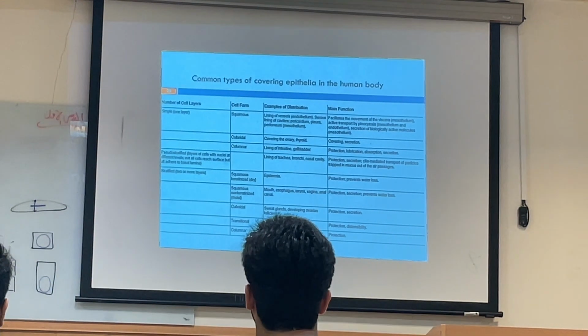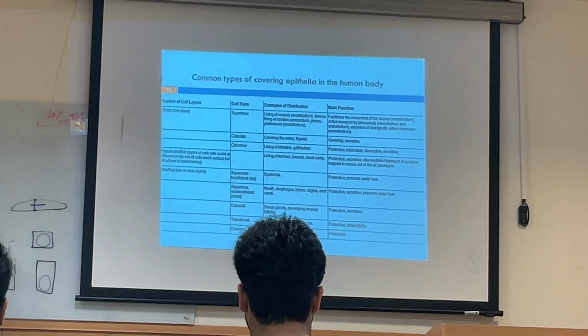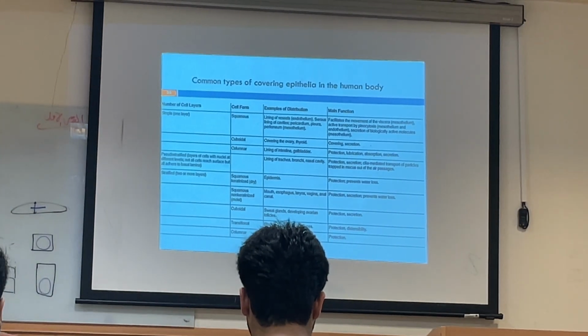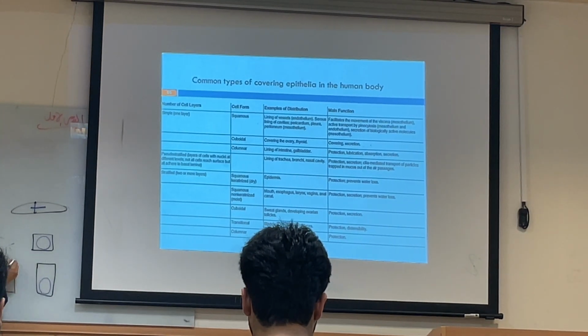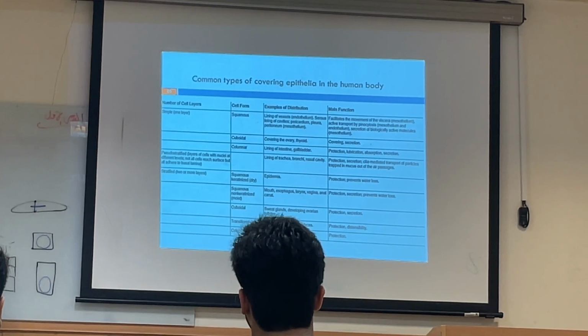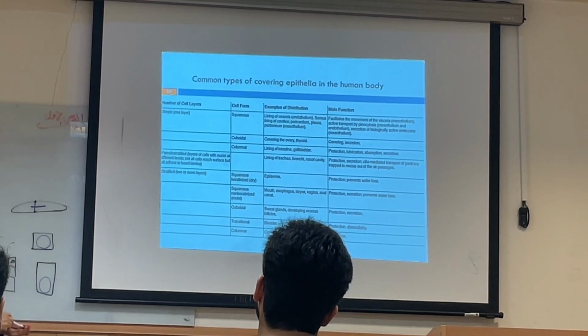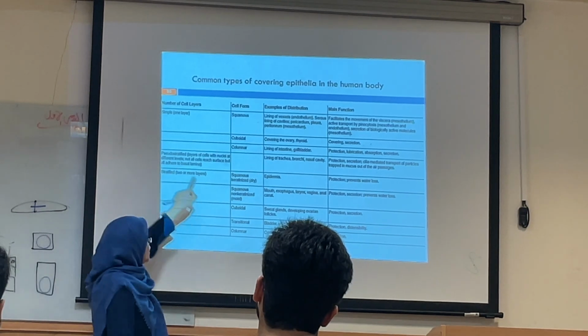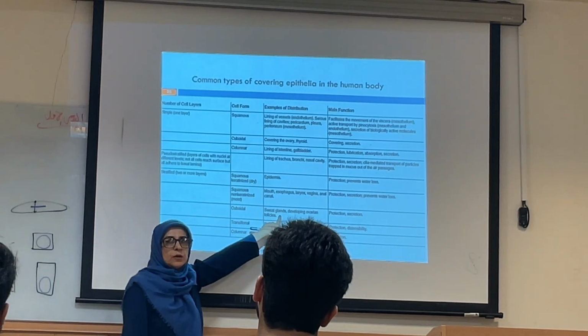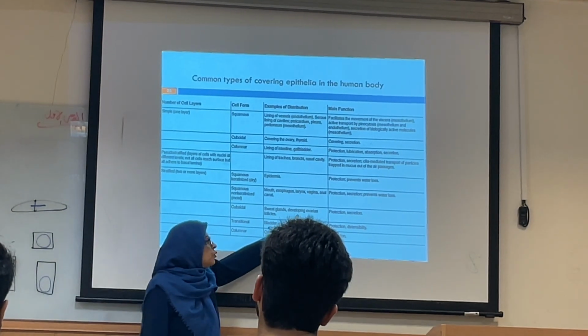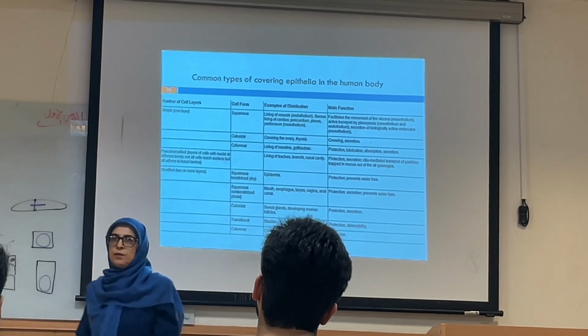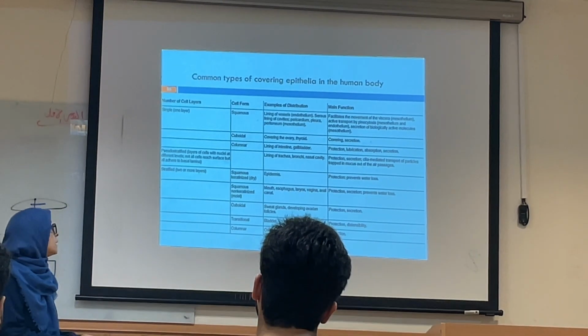If the outermost layer has a cuboidal shape, layer by layer, it is named stratified cuboidal epithelium. It is found in the sweat gland and also in developing ovarian follicles.